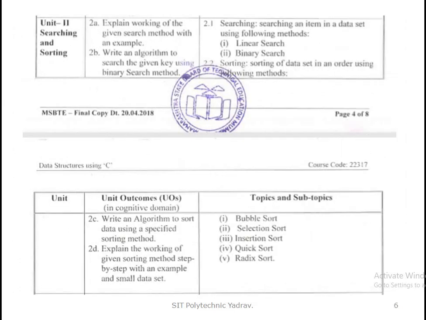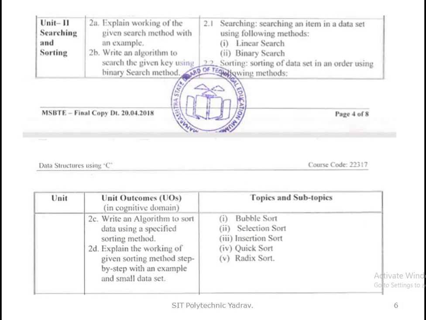Next, unit number 2, searching and sorting. In that there are two main points, 2.1 and 2.2. In 2.1, searching, we search an item in a data set using the following methods. Two methods are learned, linear search and binary search. Using linear and binary search, we search an element in an array.